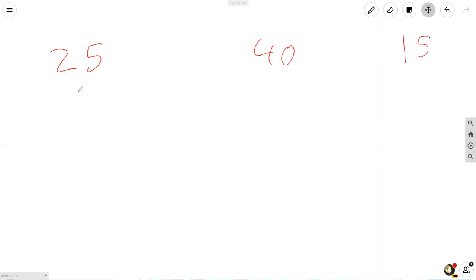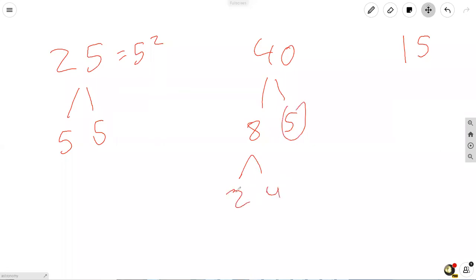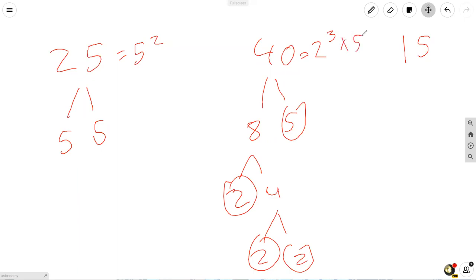Now, the 25, you could split it as 5 squared. The number 40, 8 and 5, 2 and 4, 2 and 2. So you got 3 lots of 2s, 2 to the power of 3, times by 5. And the 15 is just a 3 times a 5.